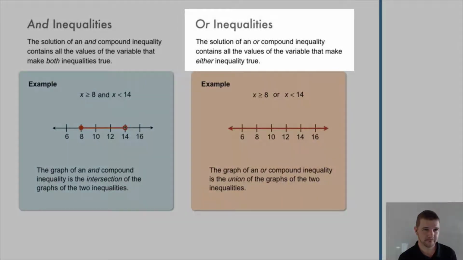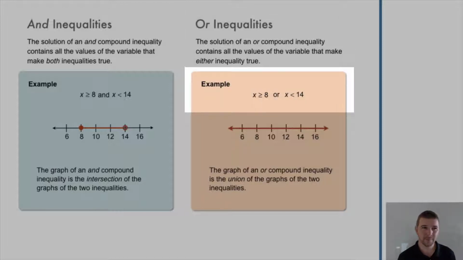Or inequalities. The solution of an or compound inequality contains all the values of the variable that make either inequality true. For example, x is greater than or equal to 8, or x is less than 14. Graphically, we could consider the graph of x is greater than or equal to 8. That would be a solid boundary point at 8 and an arrow pointing to the right. And the graph of x is less than 14, that would be an open boundary point, or hollow boundary point, at 14 and an arrow pointing to the left.